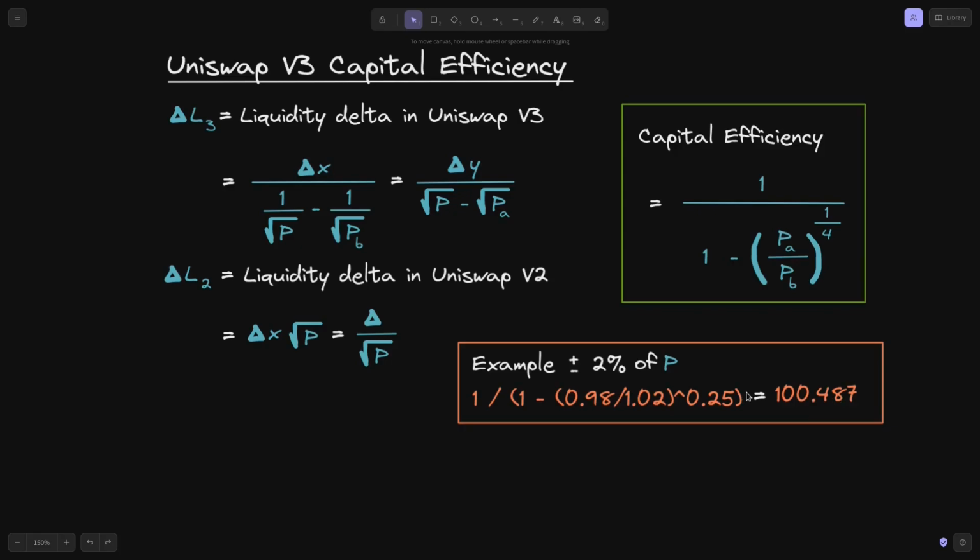In other words, if we were to provide the same amount of tokens to Uniswap V2 and Uniswap V3, the amount of tokens being delta X and delta Y, and in Uniswap V3 we provide the liquidity for the price range plus minus 2% of the current price, then the liquidity in Uniswap V3 is about 100 times greater than in Uniswap V2. Okay, so let's now derive this equation.